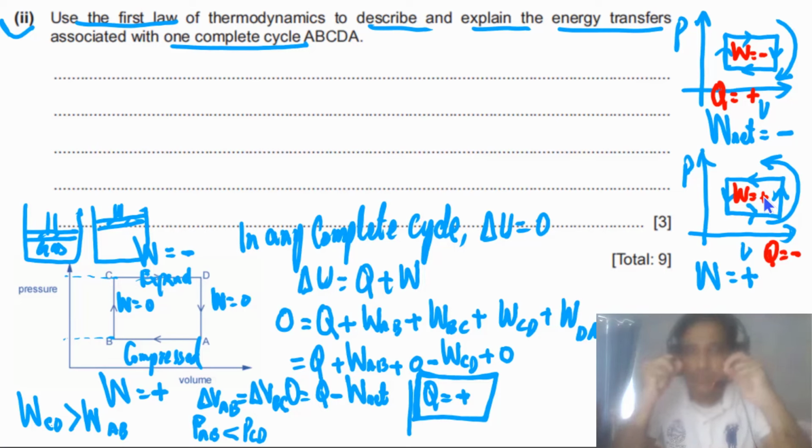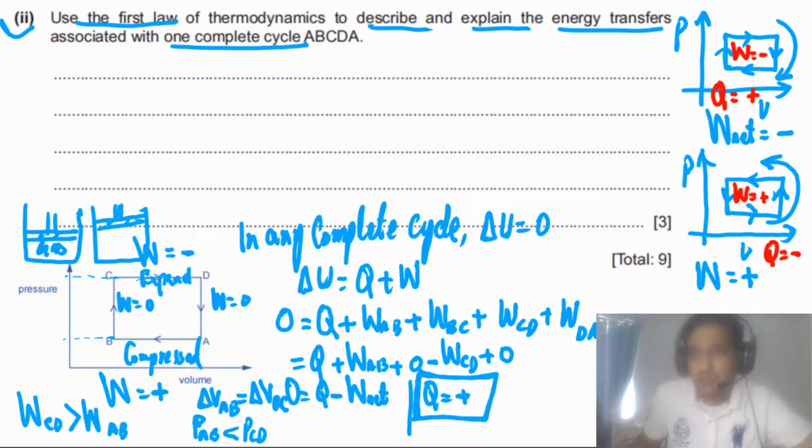So in the exam, you can save time. You do not need to do all these things. You can simply understand if it is a clockwise cycle, work done is negative and Q has to be positive, because total change in internal energy in any complete cycle is equal to 0. And if it is an anti-clockwise cycle, work done will be positive. So thermal energy has to be released from the system, because delta U for any complete cycle is equal to 0. I hope this makes sense to you.